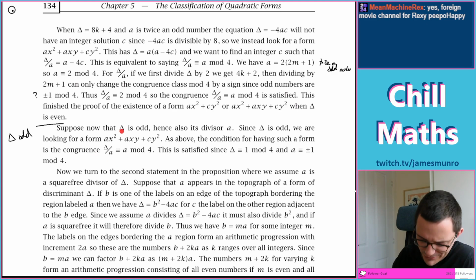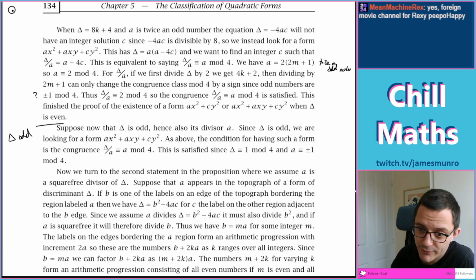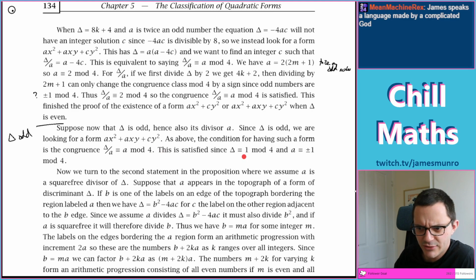Okay, so what if we're talking about an odd discriminant that has a divisor a, some other odd number. We are looking for a form like this, not one of the form ax squared plus cy squared, because they always have discriminant a multiple of 4. As above, the condition for having such a form is the congruence delta over a is congruent to a mod 4. That's how you can find the number c. And this is satisfied, since delta is 1 mod 4, that's how the discriminants work. B squared minus 4ac is like asking what the congruences are for square numbers. And a is plus or minus 1 mod 4. Okay, so we're all right.